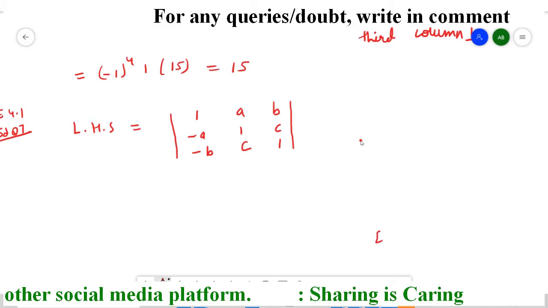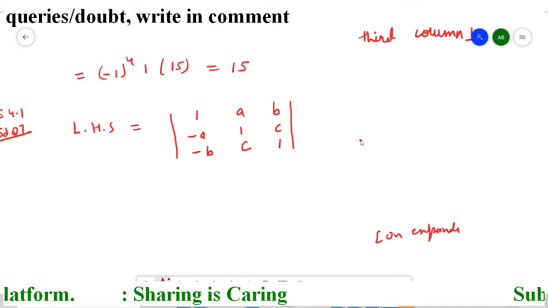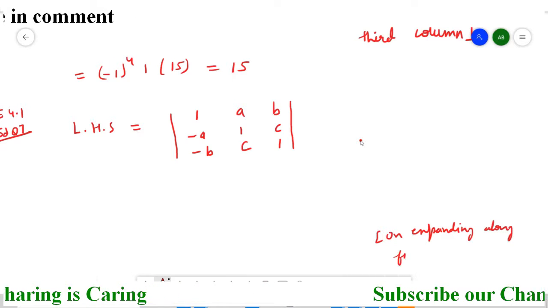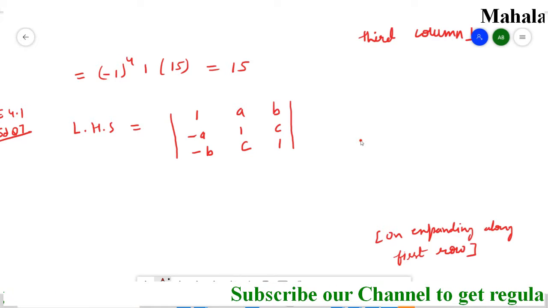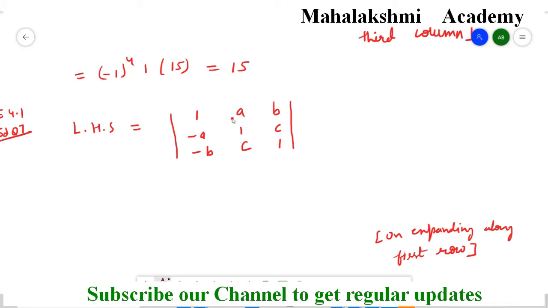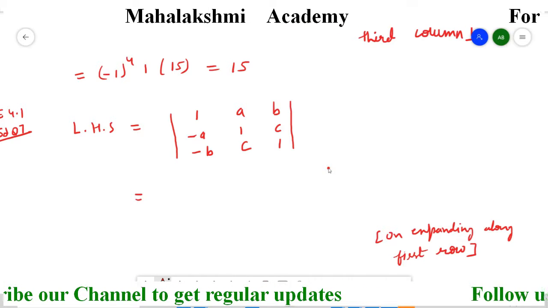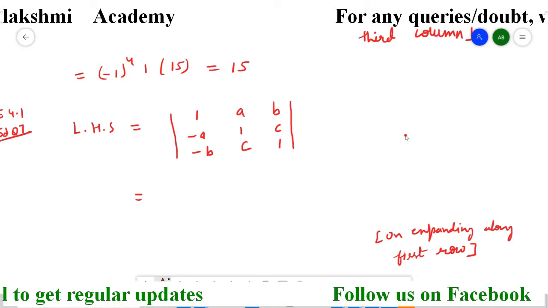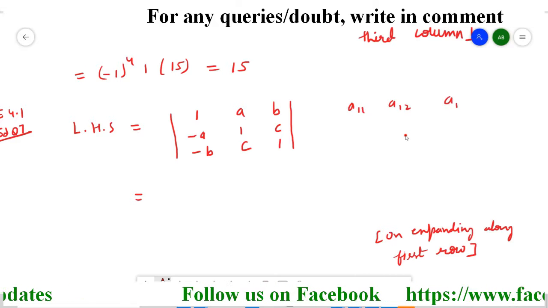On expanding along first row, because in this no element is 0, so you can open along any row and any column. So I prefer to open the first row. So it's going to be, since the first row's elements' places are going to be like this, a11, then a12, then a13.